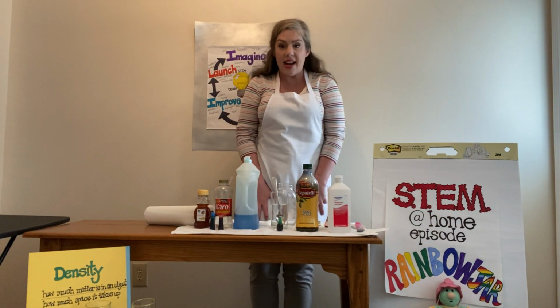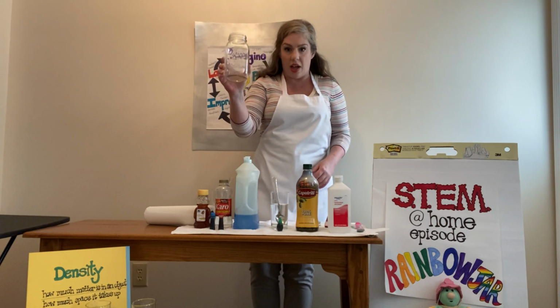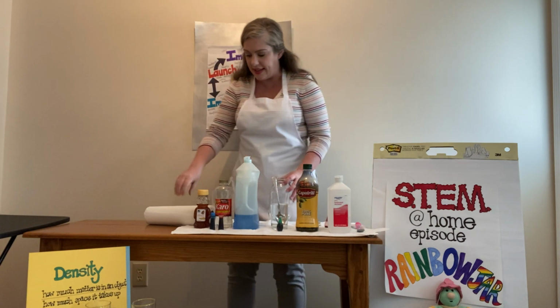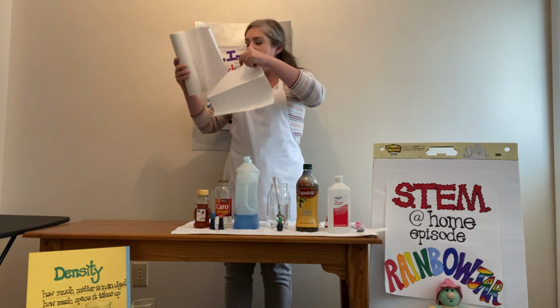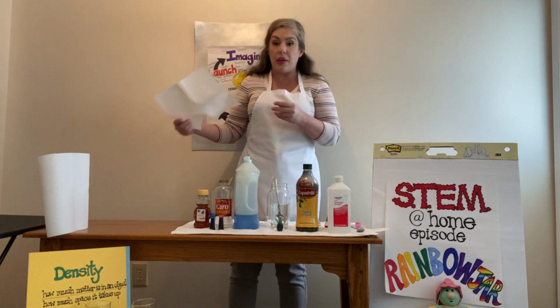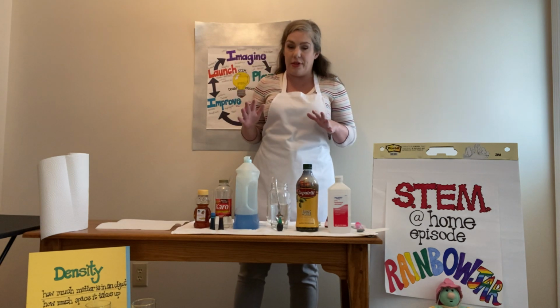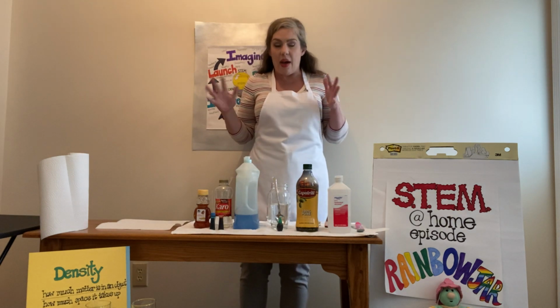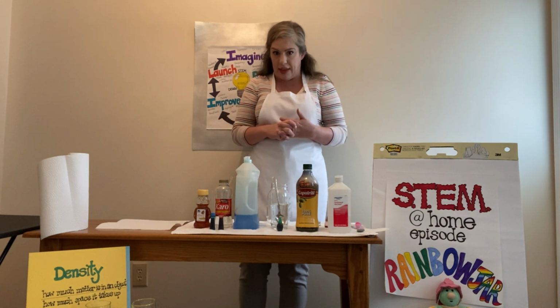Now, the first thing that I said that we needed was a mason jar, right? A tall see-through container like this. And right here, I have all my ingredients lined up. It's going to be really important that you follow these steps of the procedure exactly how I explain it, or your rainbow might not come out properly.